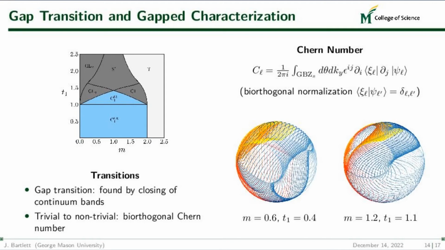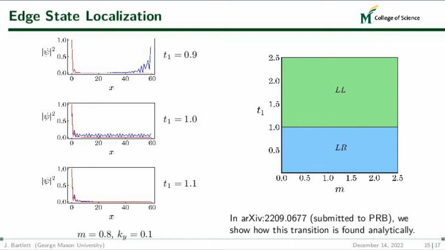There's one more thing we want to do to fully characterize these different gapped regions, and that is determining when the edge states are localized on the left and right-hand side of the lattice, and when the edge states are both localized on the left-hand side of the lattice. We show analytically how to do this in our paper, so for those interested, you can see how to solve for this analytically. But numerically, we can see what's happening, and I show that on the left.